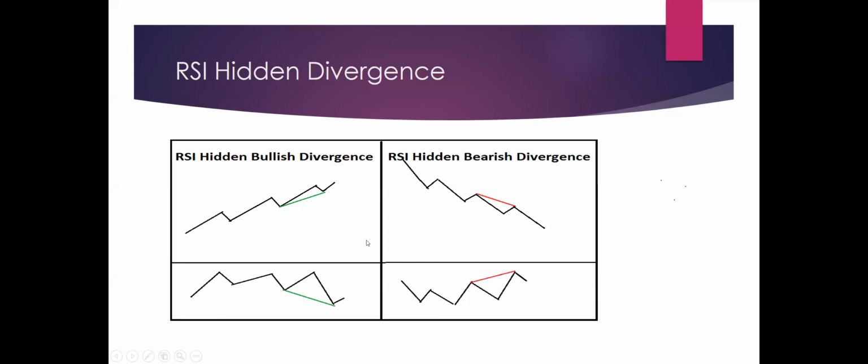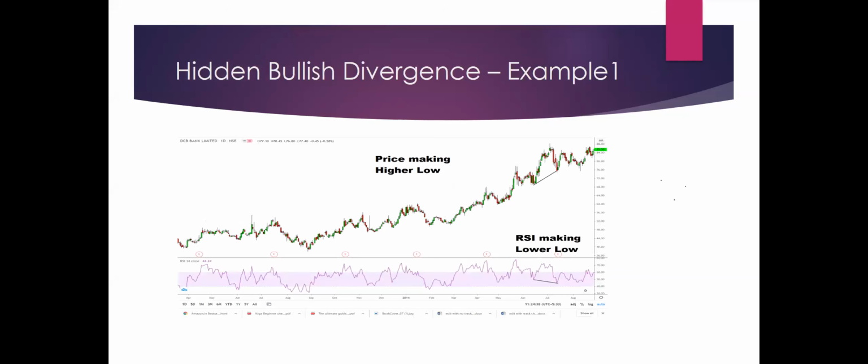But at the moment we will focus only on RSI hidden bullish divergence, because this is a positional trading concept. You will be able to hold the trades for 2 days to 1 week. So that is why we are going to discuss only RSI hidden bullish divergences at this point of time. I hope till now it is very clear. Now you can see some of the examples for RSI hidden bullish divergence.